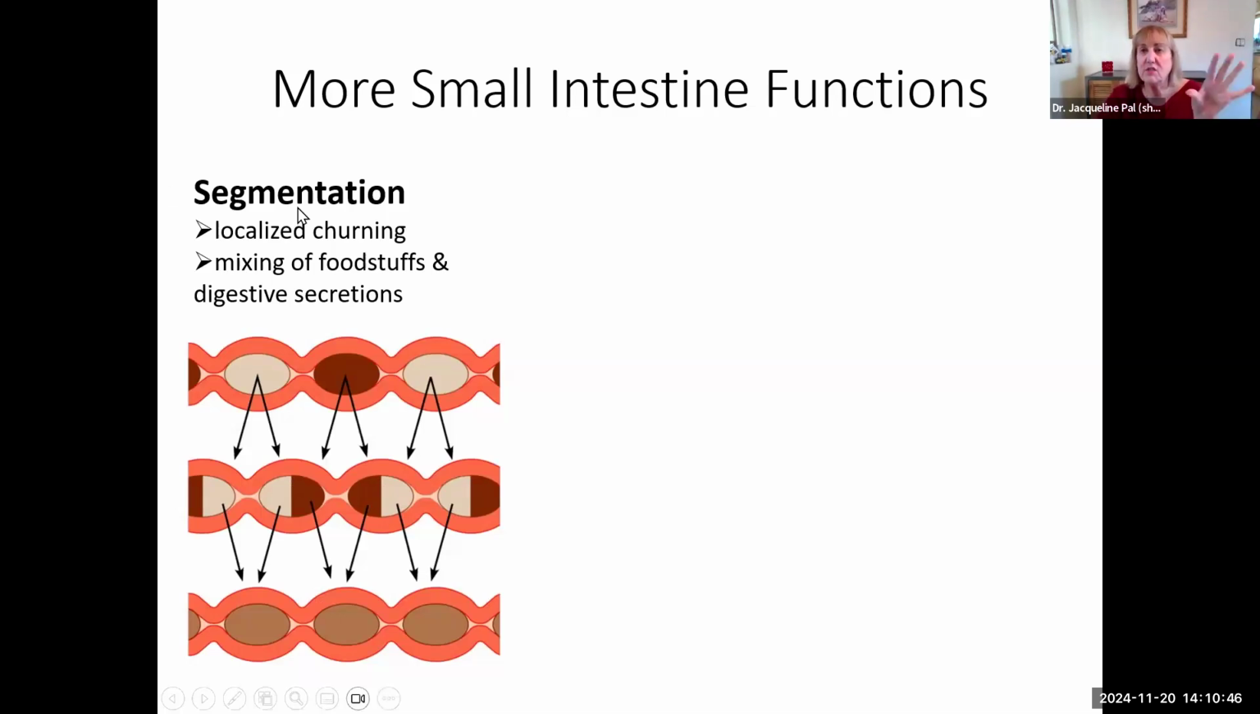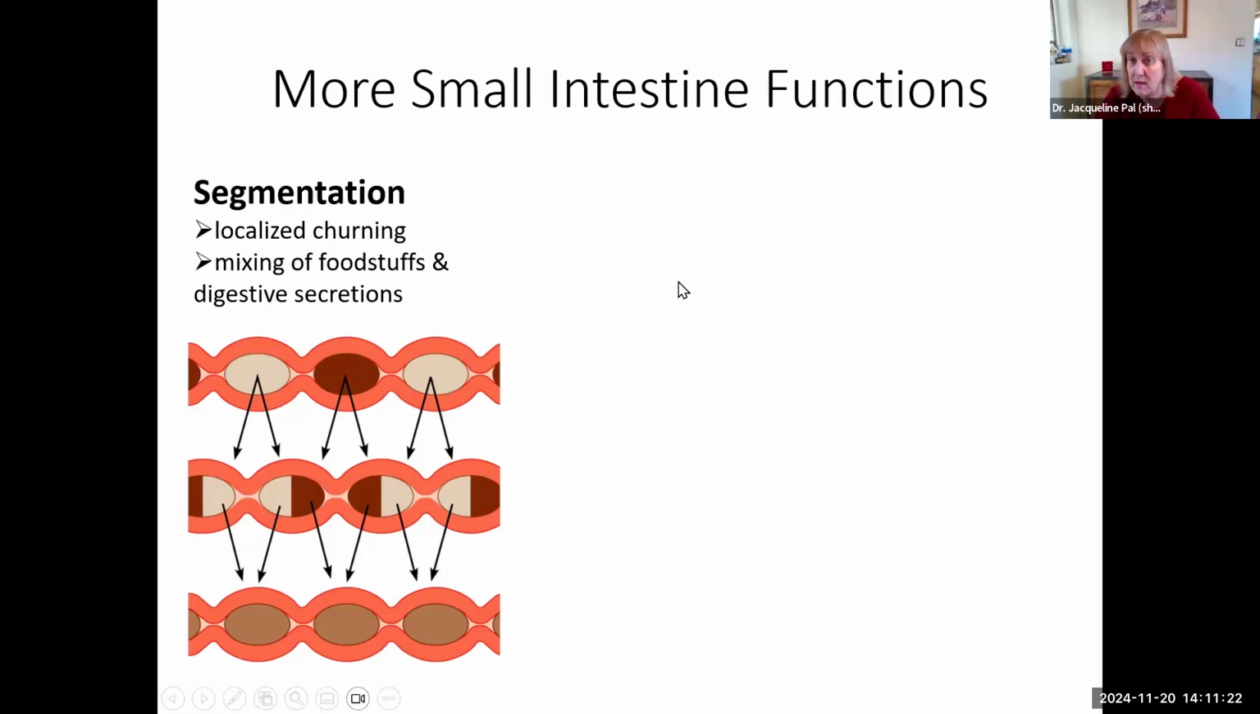In addition to the usual mechanical digestion associated with peristalsis, the small intestine does a localized churning known as segmentation. Think of it like if you were making brownies and you had the oil and the egg over here and the chocolate part over there, and you would mix a little bit of this together, and then a little bit of that together, and eventually you would have all this homogeneous structure in little tiny areas. That is segmentation.